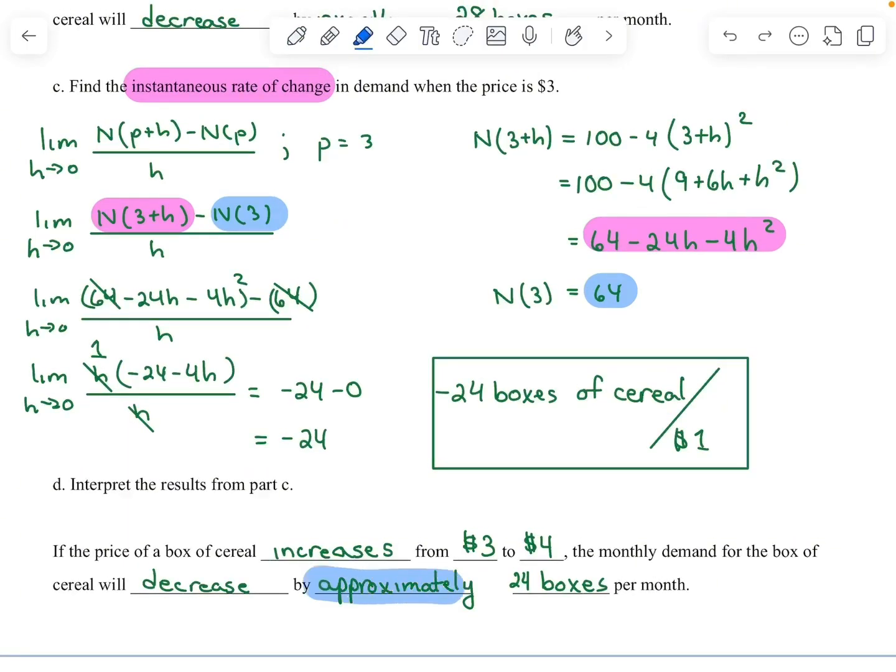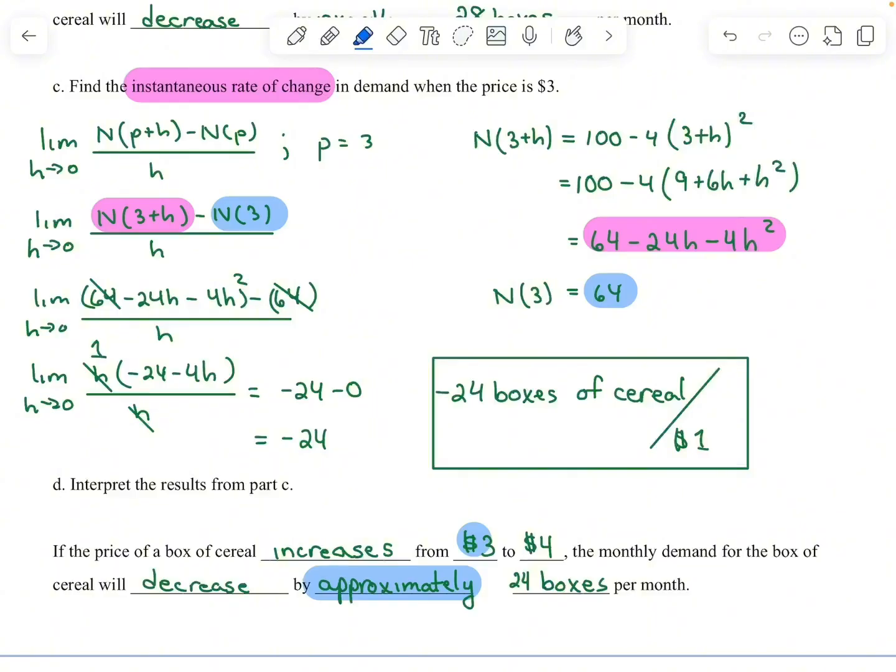The reason why we use the word approximately in this interpretation, as opposed to exactly, is because we are talking about instantaneous rate of change. And when dealing with instantaneous rate of change, we are only given 1 point. And if we're only given 1 point, we can only approximate the change in the function when that 1 point is increased by 1 unit.